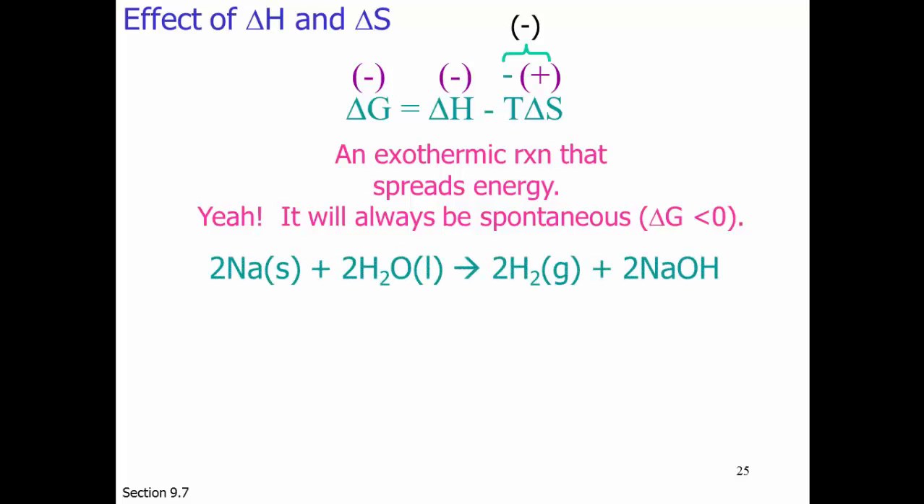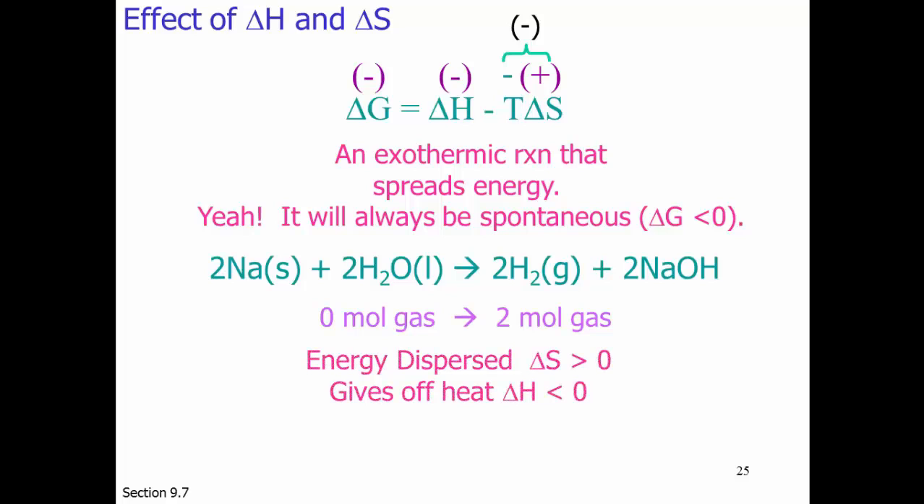An example is putting sodium metal into water. It doesn't matter what day of the week it is. It doesn't matter what temperature it is. This reaction will always be spontaneous. It generates gas, which means that delta S is positive, and if you've ever seen it done, things catch fire, so it's definitely an exothermic reaction. We can always get this reaction to work, which is what we try to give you in lab. Reactions that always work.